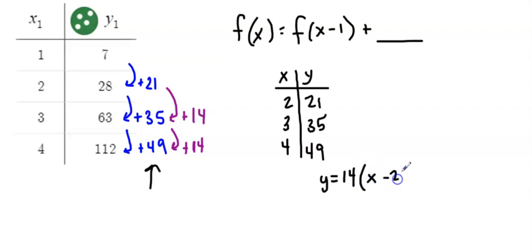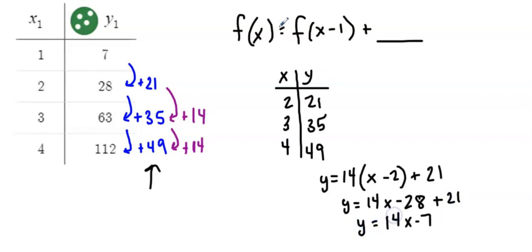So I'll do 14 times x minus 2 plus 21. And now I'll write it in slope-intercept form just to make it a little shorter. So I distributed the 14, and then I'll just combine like terms. So for my recursive equation, to get to the next value, I take the previous one, and then I have to add 14x minus 7. And then, of course, my starting value is f of 1 equals 7. Okay, so this linear expression represents my first difference change.